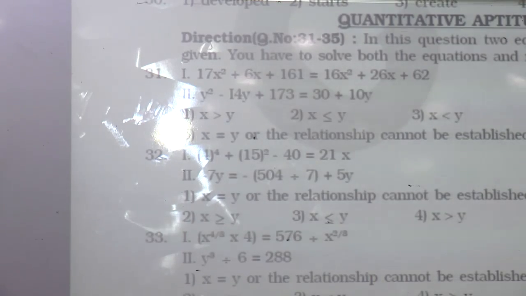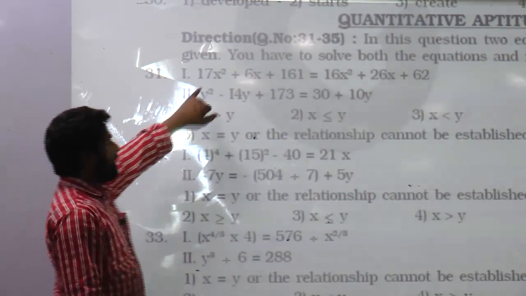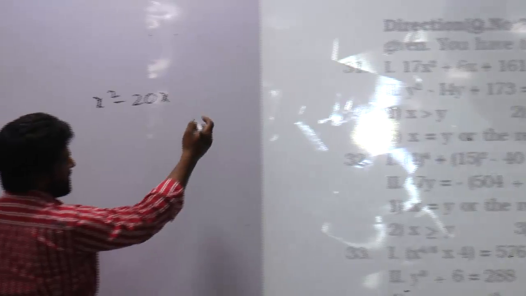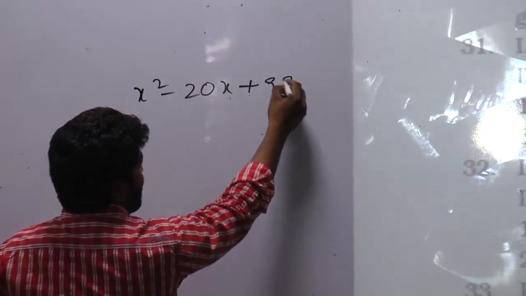31 to 35, 30, all, why all? 31, come on, look here: x square minus 20x, and then that is plus 99.